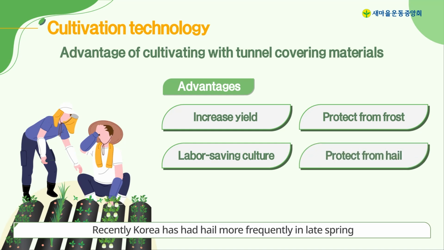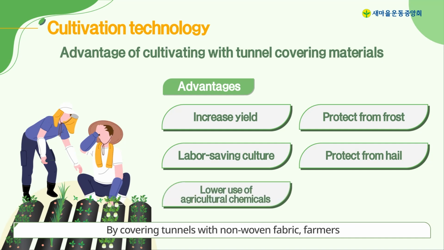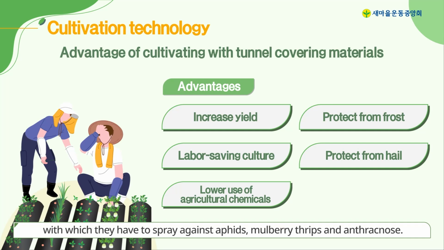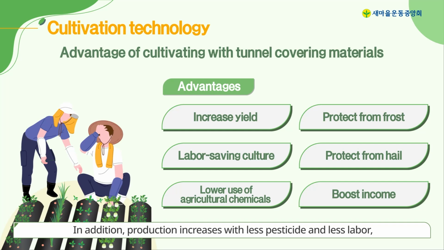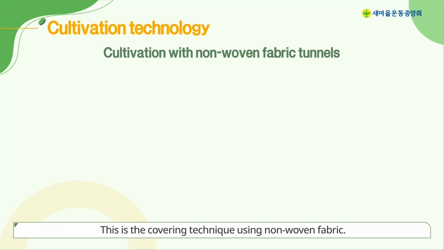Recently, Korea has had hail more frequently in late spring due to unusual weather conditions. By covering tunnels with non-woven fabric, farmers can prevent hail damage and reduce the frequency with which they have to spray against aphids, mulberry thrips, and anthracnose. In addition, production increases with less pesticide and less labor, so this technique can contribute to increasing farm household income. This is the covering technique, using non-woven fabric.